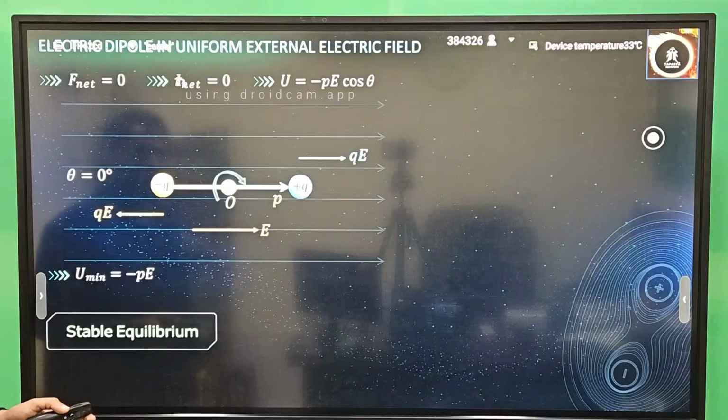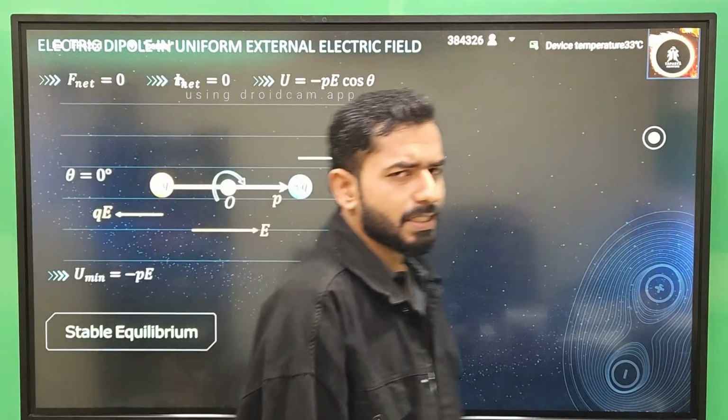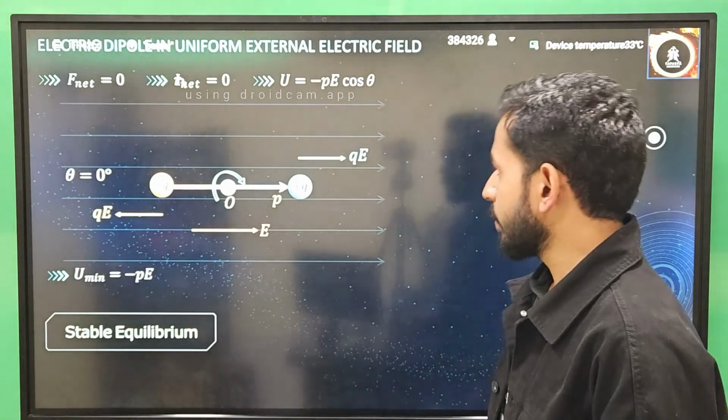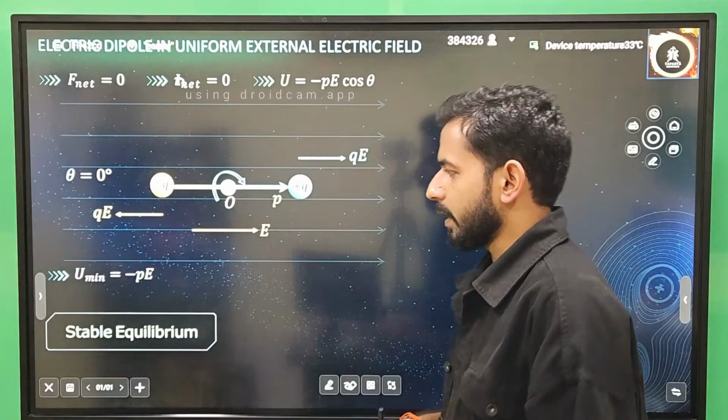What are the two cases? I will say, tell me when the case will be for stable equilibrium. When will I have stable equilibrium? Now what is the case? Equilibrium means what? Firstly, understand about equilibrium.